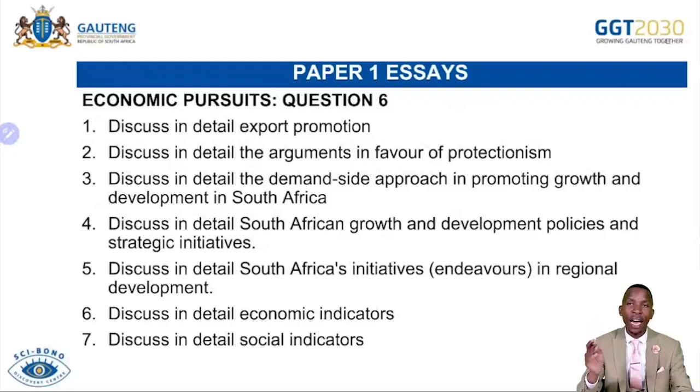Look at the mark allocation. Unless there is no mark allocation per topic, it's just open, then you answer the way you want. Discuss in detail arguments in favor of protectionism. Remember, there are so many. Be able to answer questions on the arguments in favor of protectionism. And then number 3, discuss in detail demand side approach in promoting growth and development. It is a very wide question.